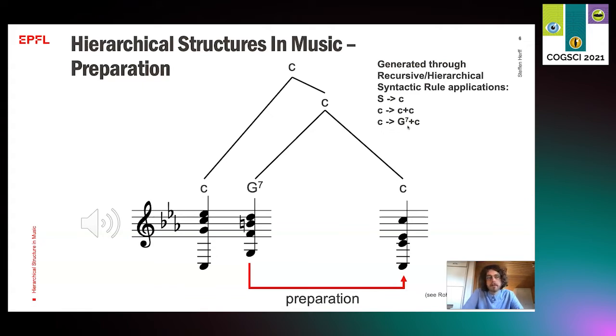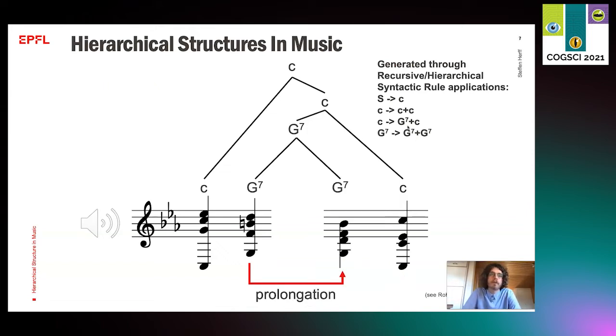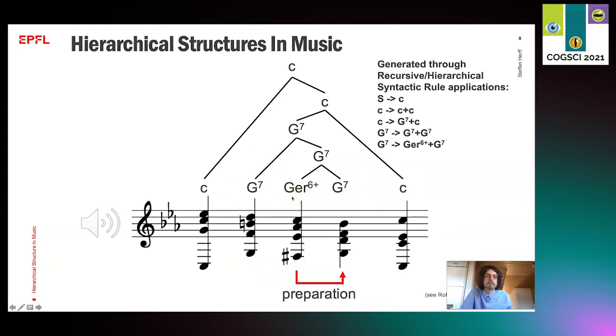And now, much like in the linguistic examples, we apply rule after rule to further elaborate it and produce our musical surface. For example, we could apply a prolongation rule to our dominant as well. And nothing is stopping us from embedding a nice preparation rule here to prepare the second one of the instances of our prepared dominant.